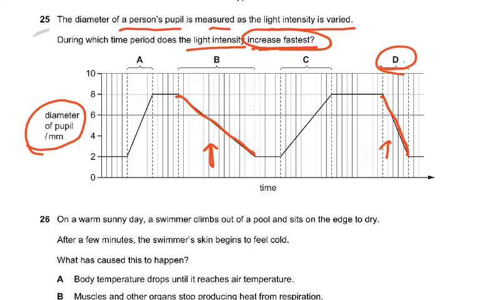Understand the question. The diameter of a pupil. So the diameter of the pupil is this. The diameter of the pupil now is even smaller. During which time intensity increases? So when the light intensity increases, the diameter is going to decrease. It is decreasing in B also and D also. But in D, there is a sharp decrease. In B, it is a gradual decrease. These are the wordings that we use very often in A-level biology a lot.